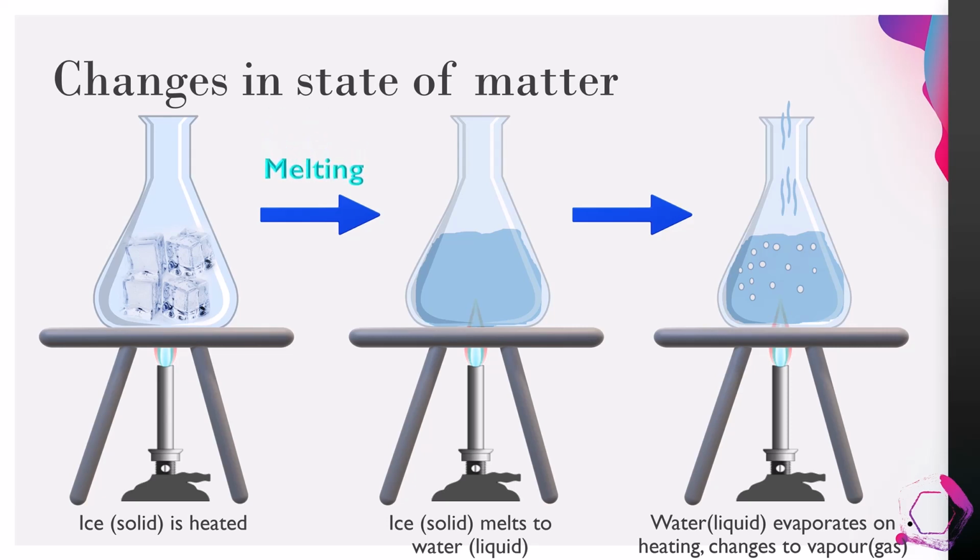When heated, ice, which is in solid state, melts and changes to water, which is liquid state. Ice changed as water by melting. Water, which is in liquid state, evaporates on heating and changes to water vapor, which is gas state. Water changed as water vapor by evaporation.